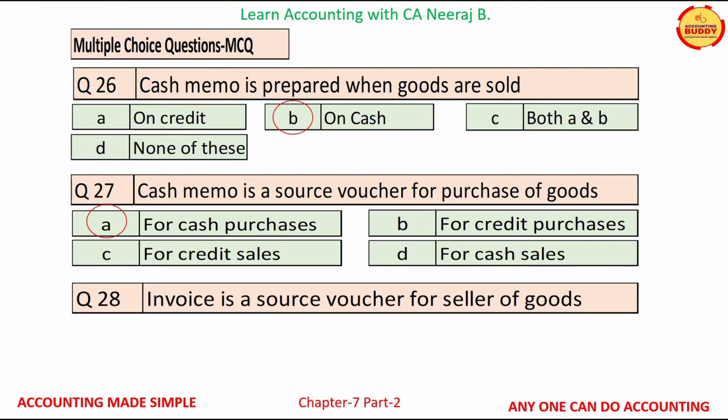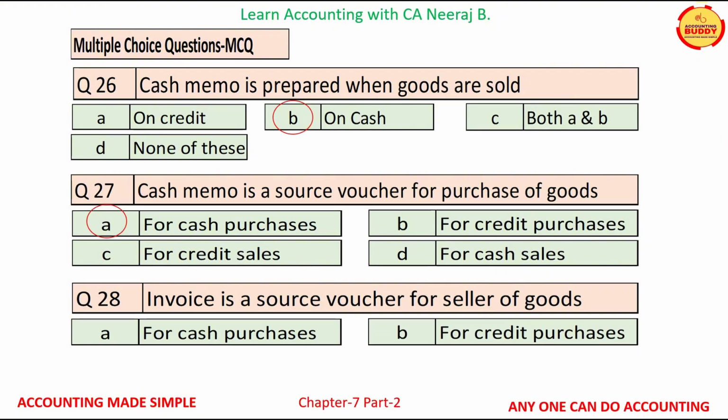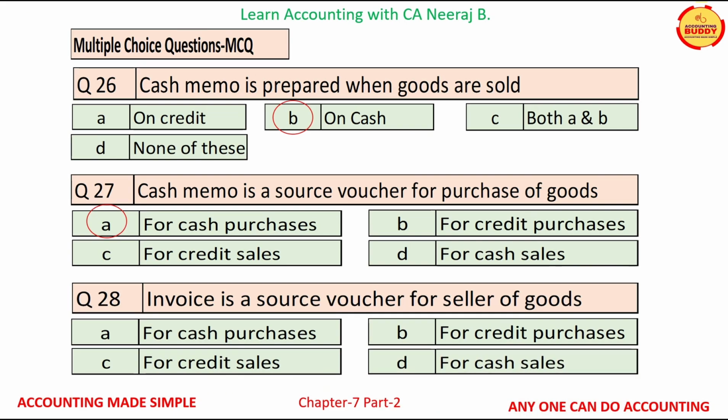Question number 28. Invoice is a source voucher for seller of goods, and the options available are option A for cash purchases, option B for credit purchases, option C for credit sales, and option D for cash sales. And the correct answer is option C for credit sales. Invoice is a source voucher for seller of goods for credit sales.